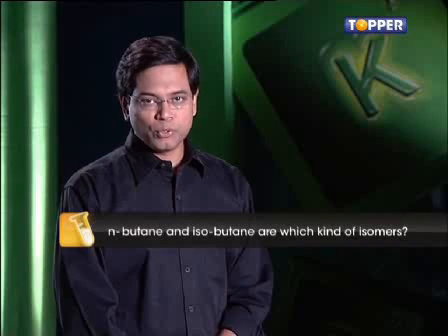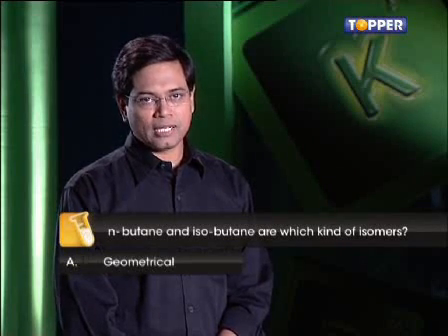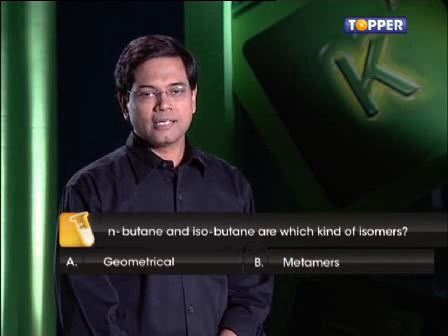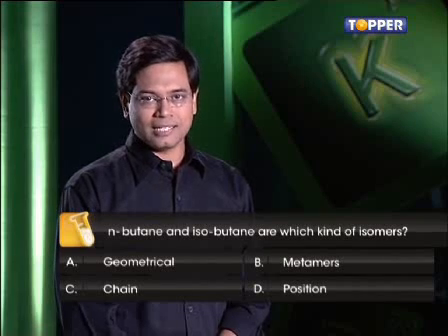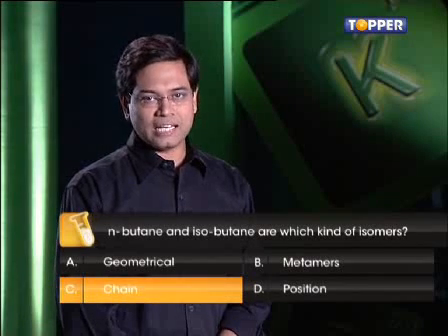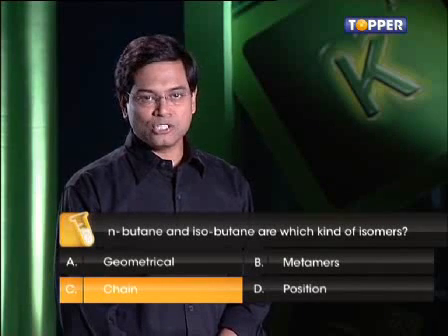Question 2. N-butane and isobutane are which kind of isomers? A. Geometrical, B. Metamers, C. Chain, D. Position. The answer is C. They are chain isomers as n-butane is straight chain and isobutane is branched.